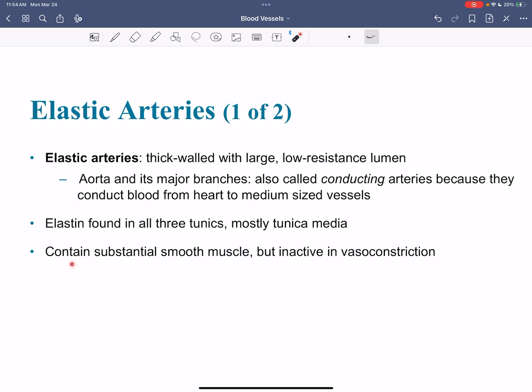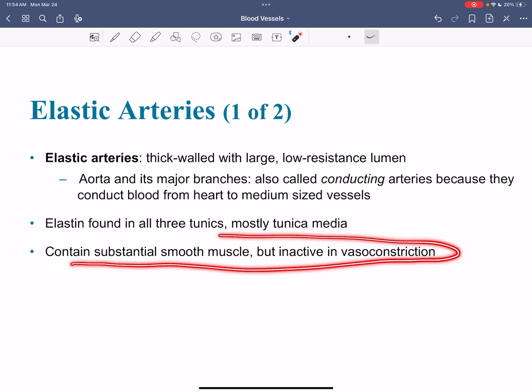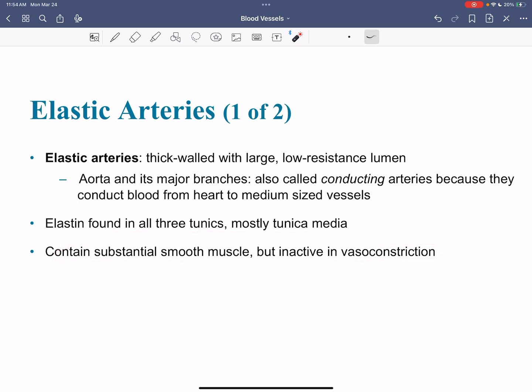It also does have a fair amount of smooth muscle, but it's not really used for vasoconstriction here. We're too close to the heart to really want to vasoconstrict stuff too much. Because if we vasoconstricted, say, the aorta, that would mean that I would have a high afterload for the left ventricle. And if you're not sure what high afterload is, just go back and look at the chapter on the heart and our discussions about preload, afterload, and factors like that.